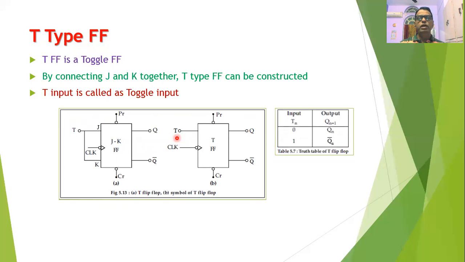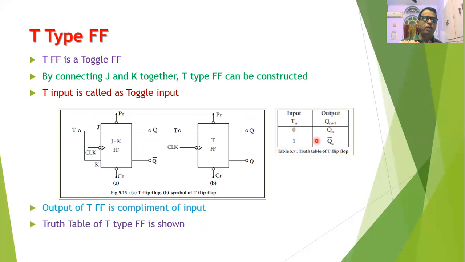Whenever the input T is equal to 0, then J is equal to 0 and K is equal to 0. Therefore, the output Qn plus 1 will be the same as the initial state Qn. When T is equal to 1, then J is equal to 1 and K is equal to 1, and therefore the output Qn plus 1 will be the toggle state, that is the complement of the initial state Qn, that is Qn plus 1 is equal to Qn bar. So the output will be the complement, and this will be the truth table, which consists of only two states because there is only one input to the T-type flip-flop.